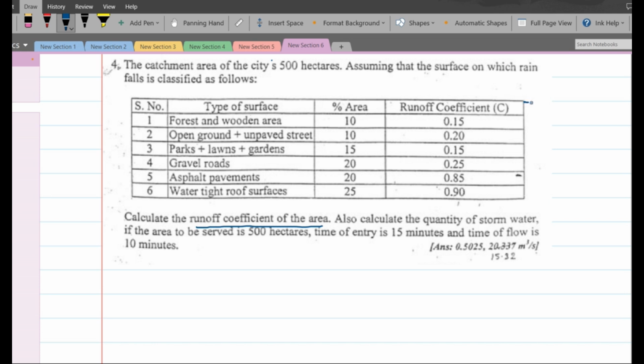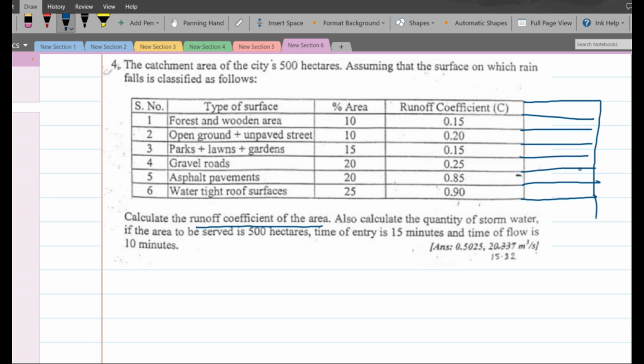So in order to do this, there is another method also. If you make a table here, right? So this will be CiAi, and this will be summation of CiAi. If you multiply this column and this column, it will be summation of CiAi, right? So this is percentage of area, so it will be 10%. So it will be 0.10, right? 0.10, 0.15, 0.20, 0.20, 0.25.